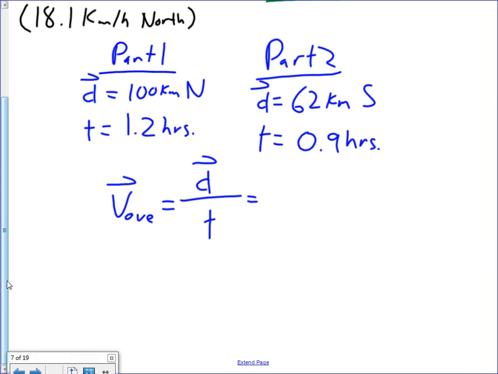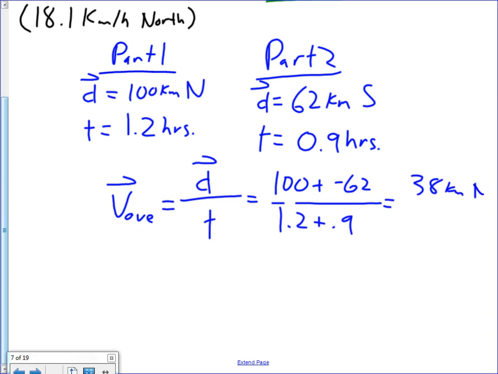So the total displacement is going to be 100 plus negative 62, over 1.2 plus 0.9. So what I should get here is 38 kilometers north over 2.1 hours. Everybody okay with that? We call that vector addition. Very simply, when you're doing vector addition, you apply positives and negatives to things so that you reflect that they are different directions.